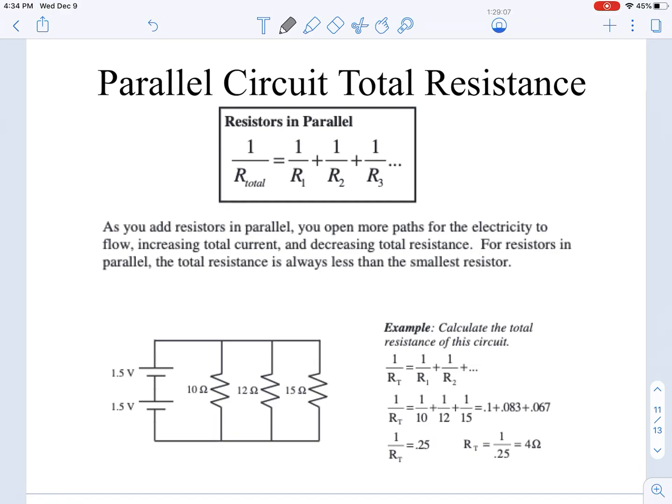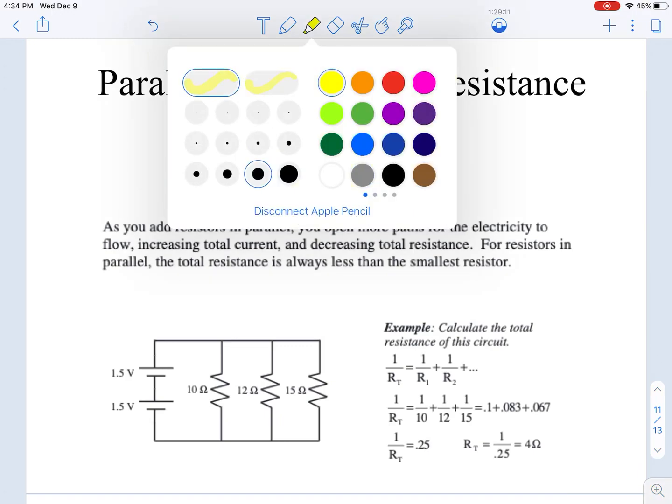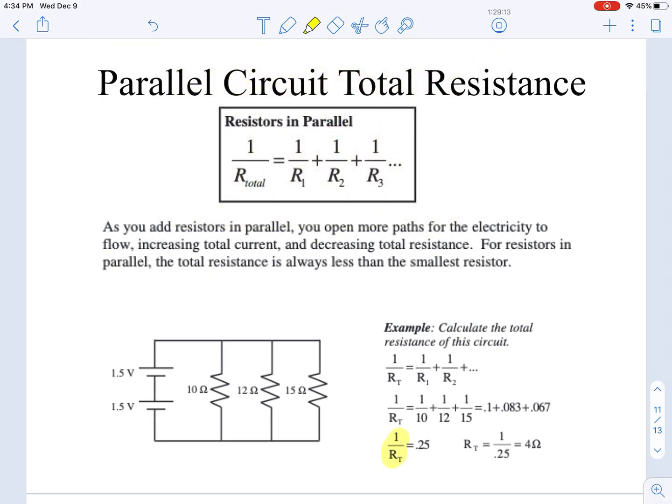All of those decimal values are then added together, but that leaves us with 1 over R. We never leave our answer as 1 over X. We always have to take the reciprocal of that in order to solve for just plain old X. So that's what they have done here. They have taken 1 over 0.25 in order to get a total resistance of 4 ohms.